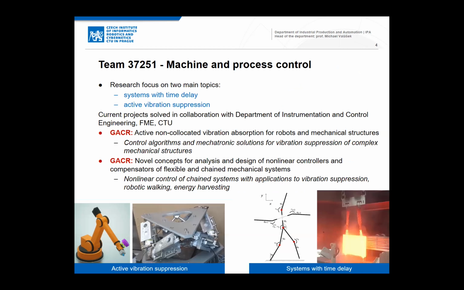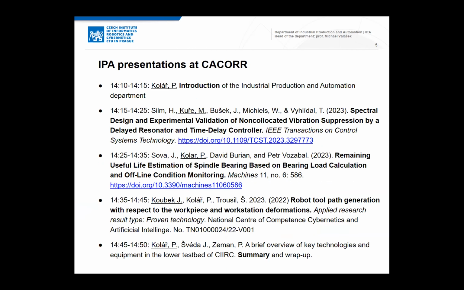And the team led by Professor Vidal is focused, as I mentioned, on systems with time delay and active vibration suppression. As we can see here, for example, robots with an additional bending device, or some other interesting industrial applications where the theory of time delay systems can be used. Colleagues have shared projects here, two projects from the Grant Agency of the Czech Republic, and as a result of one of these projects, we will present one of our presentations today. So this is our plan.